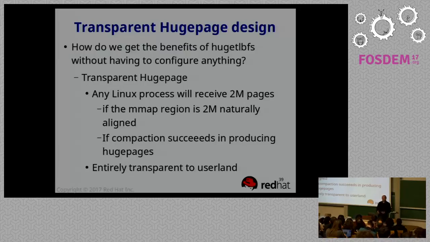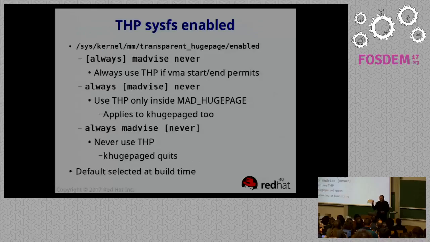The way to use transparent huge pages basically doesn't require any change in your application. You just allocate a piece of memory bigger than 2 megabytes, and you're going to get transparent huge pages on it. So it's going to do the same thing you would be doing earlier with hugetlbfs, but without having to use hugetlbfs. It's entirely transparent to user land.